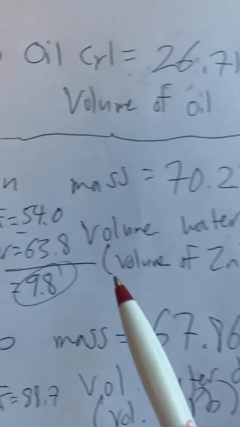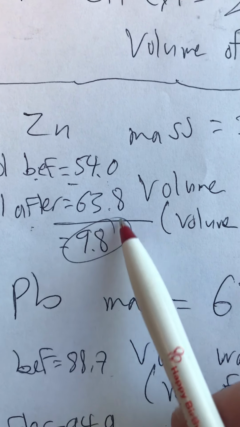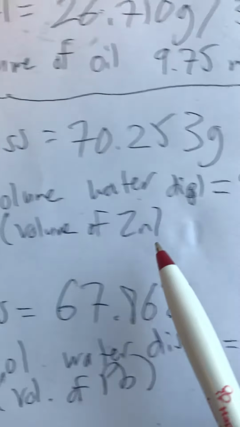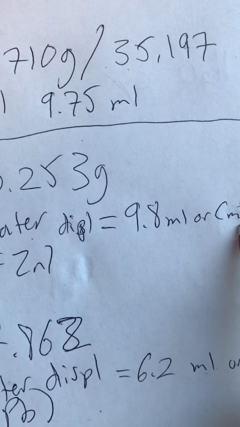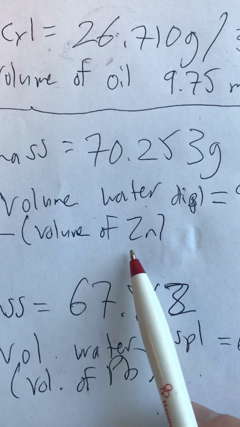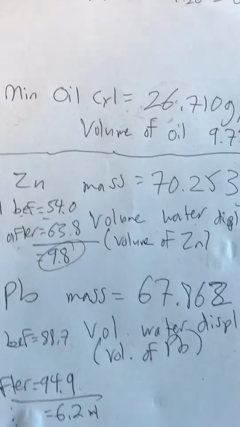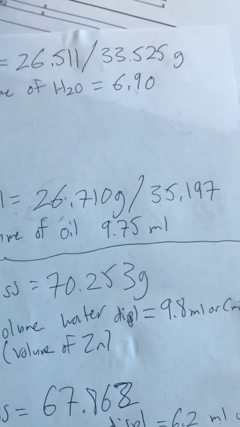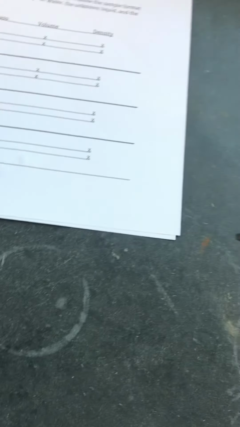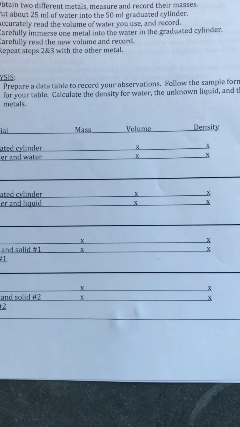So over here, we did the zinc. We had 54.0, 63.8, got a difference of 9.8. That is my volume, or the water displaced, when putting the zinc down in there. So I have the data here. It's a mess, so we want it organized. So I have in the lab handout for you an organized data table. All right, here's an organized data table for you.